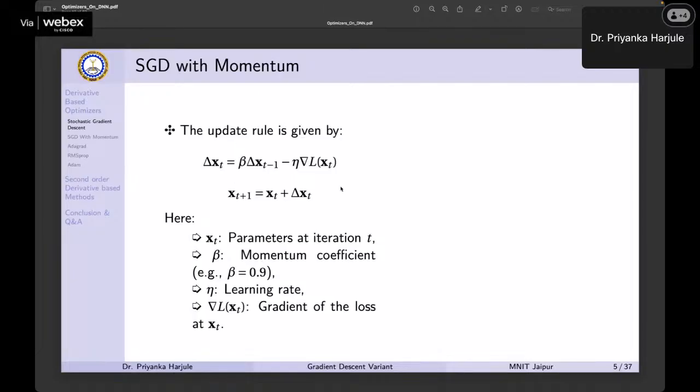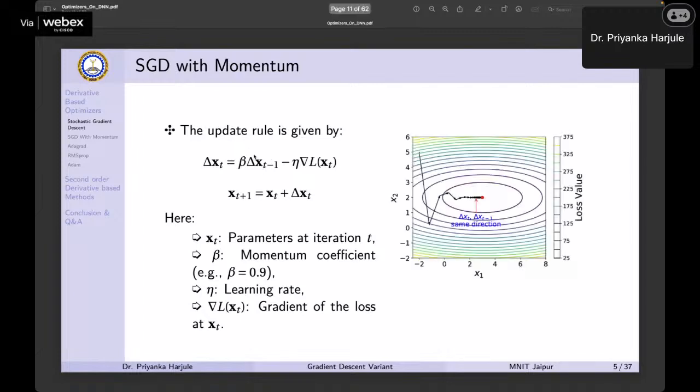The update rule here changes slightly, including this fraction beta of the previous update, delta x t minus 1, and the current negative gradient of the loss function is also used, and eta remains your learning rate. So instead of only considering the current slope like the vanilla gradient, this is adding an inertia from the past movement. This is what is called momentum.